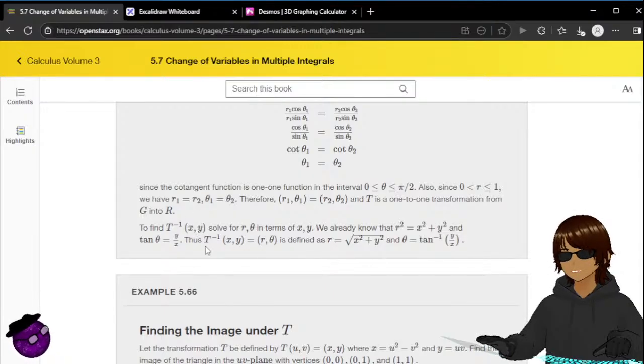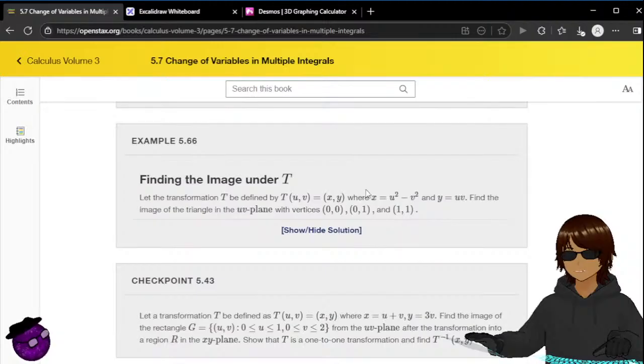So the inverse is T minus 1 of x, y gives r, theta, where it's defined as r is equal to this and then theta is equal to this. Let the transformation T be defined like this, where x is equal to u square minus v square and y is equal to uv. Find the image of the triangle in the uv plane with vertices 0, 0, 0, 1 and 1, 1.